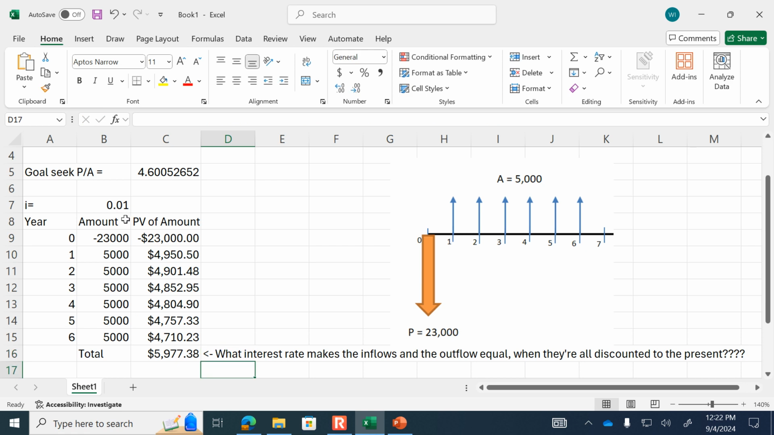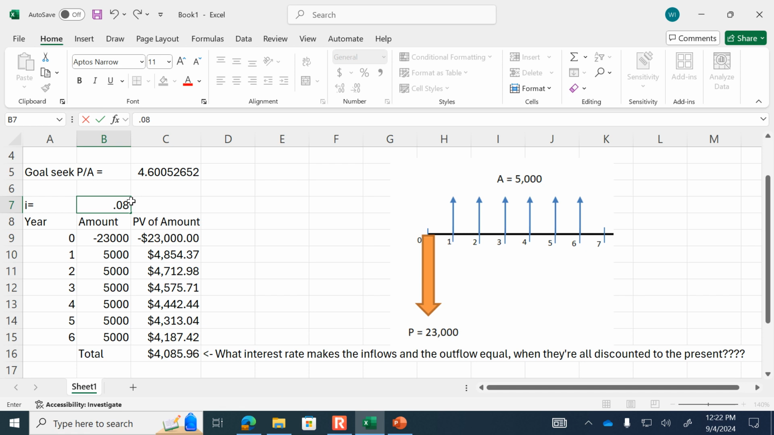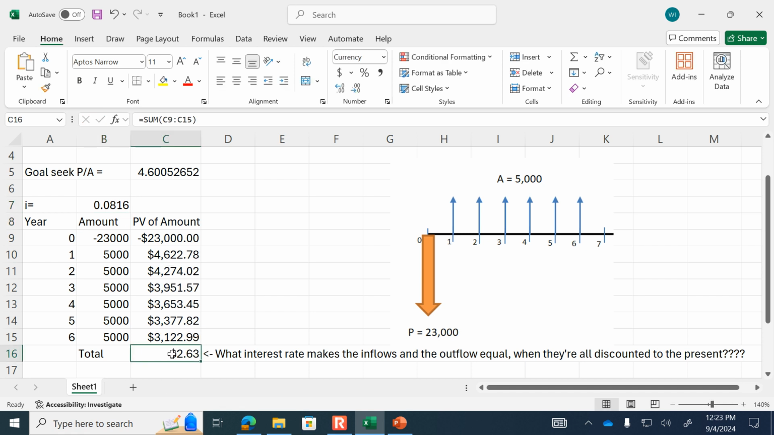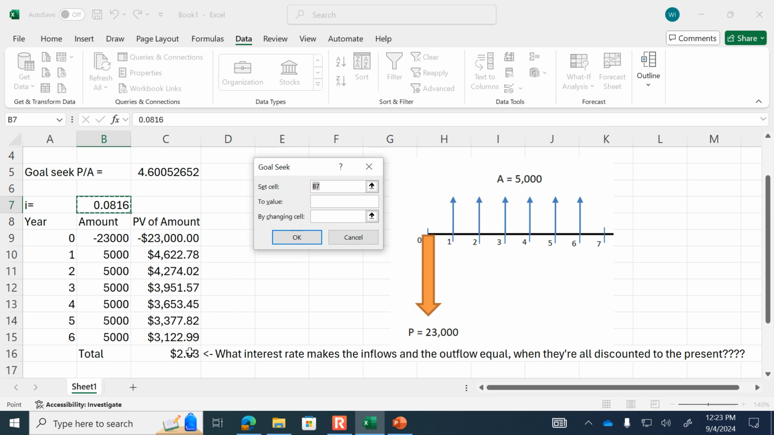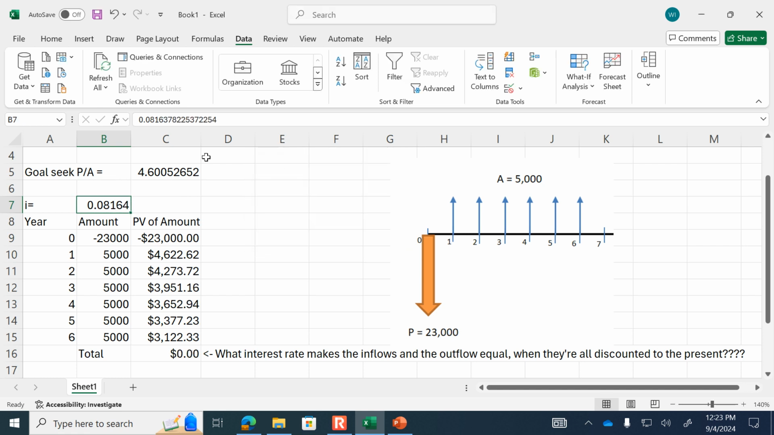So what interest rate would do that? Is it 2%? No. Is it 3%? No. Is it 8.16%? Pretty close. We want that to be 0. And so I could do goal seek again. Data, what if analysis, goal seek. My goal is for this cell to be 0 by changing the interest rate. 8.16. It's just done it to more digits here.